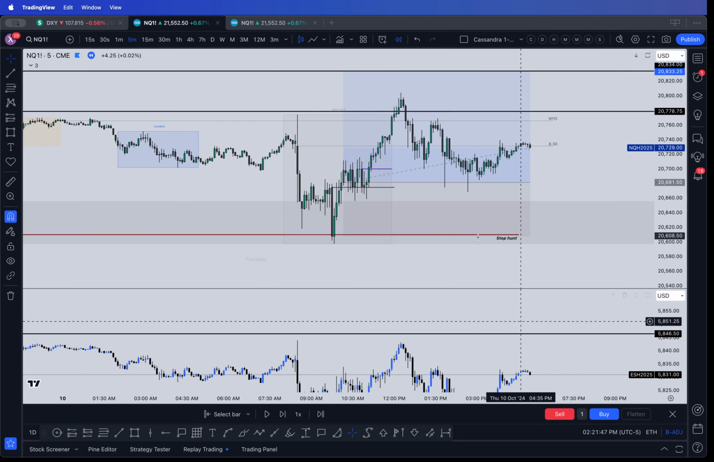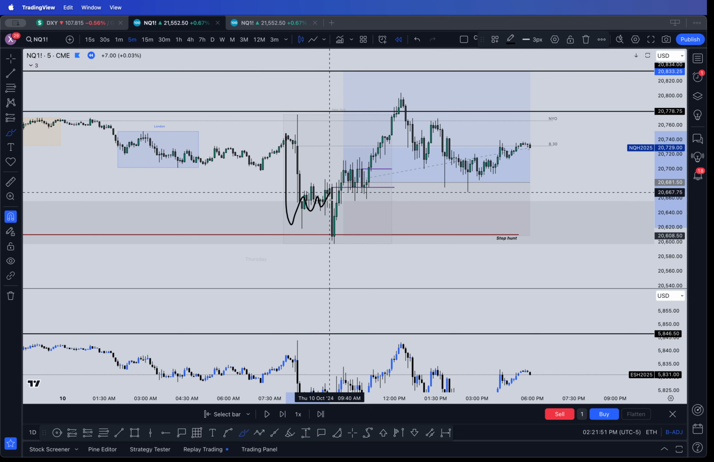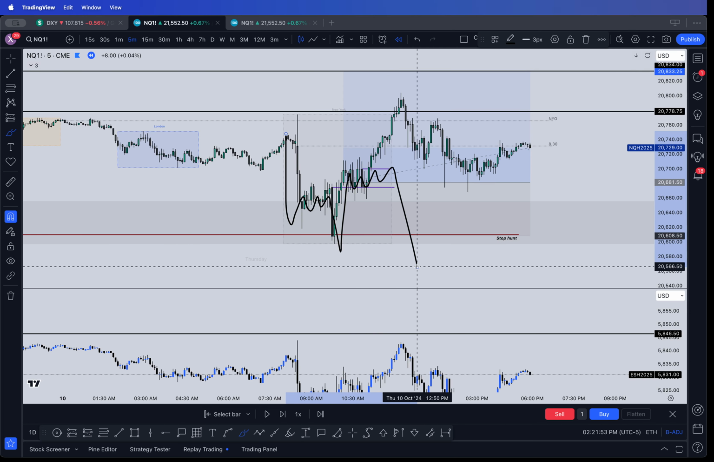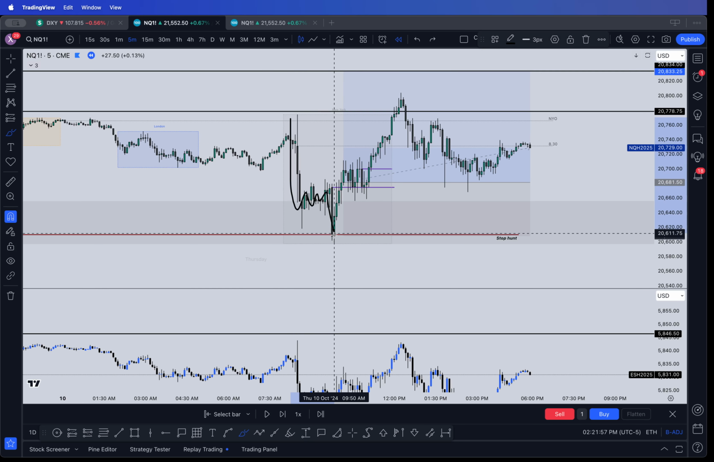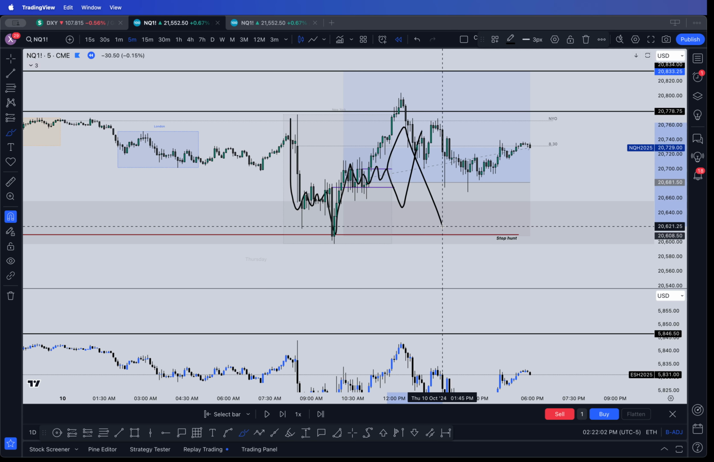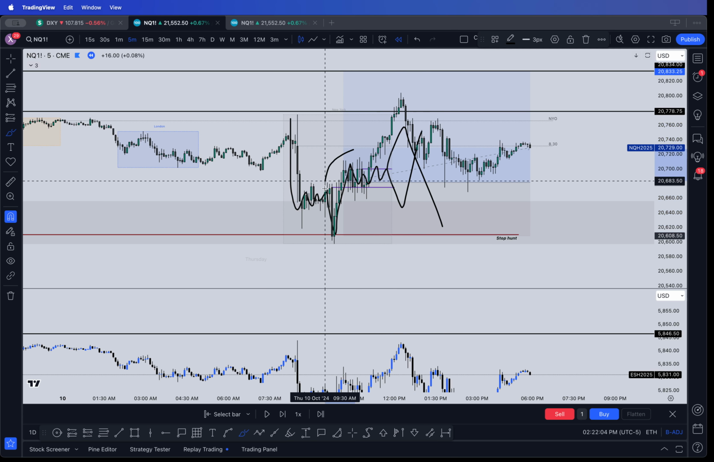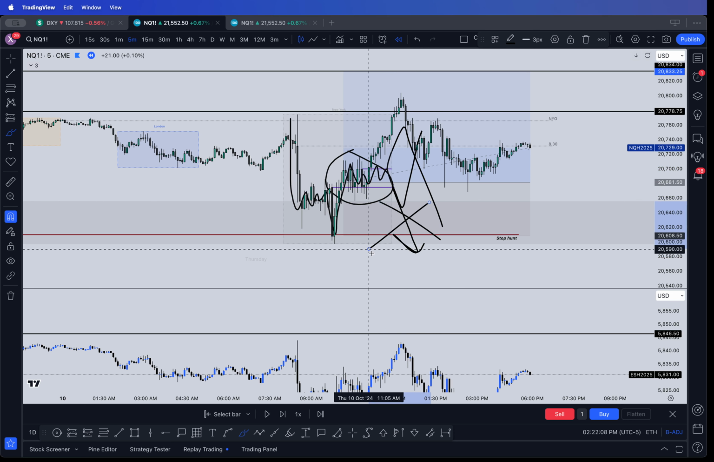Because accumulation can't go to a reversal. Price will never do this. Never. It'll only do this, that or that. It cannot go from an accumulation to a reversal. This is not permissible. That will never happen.